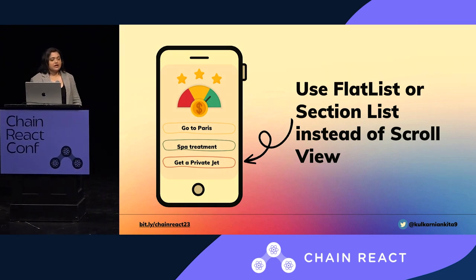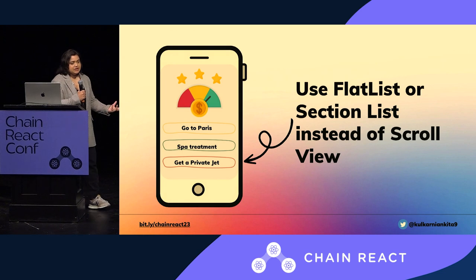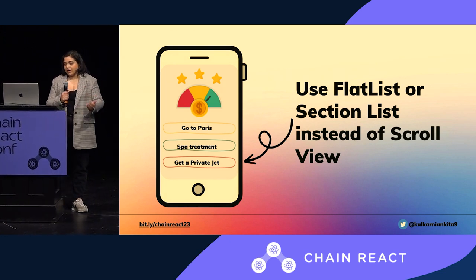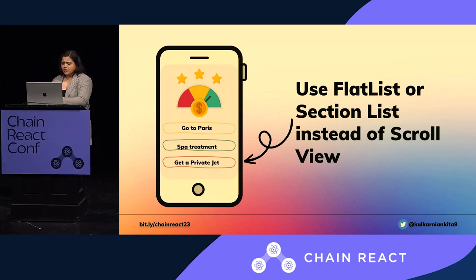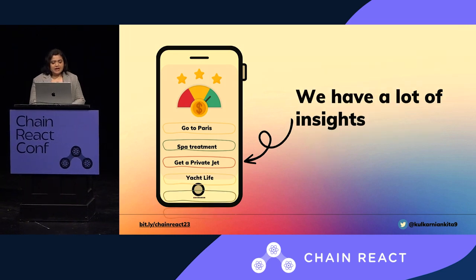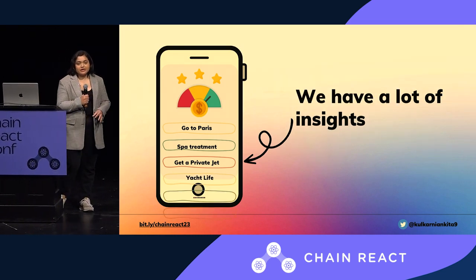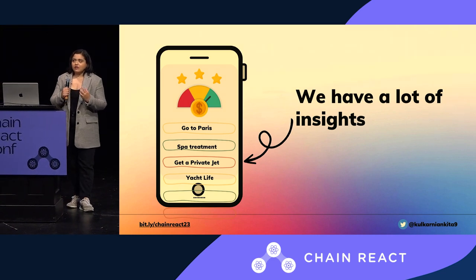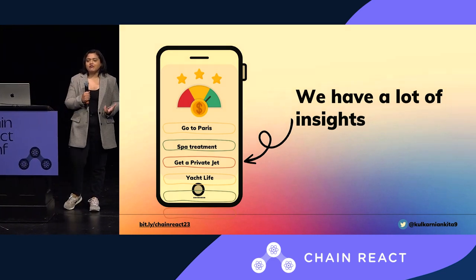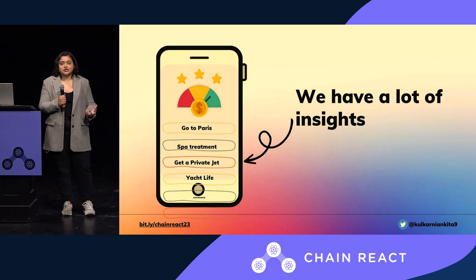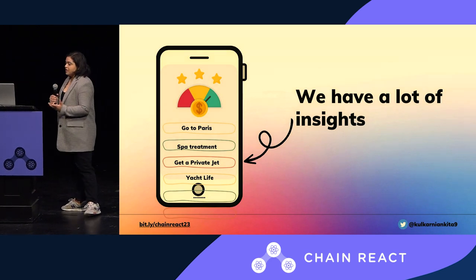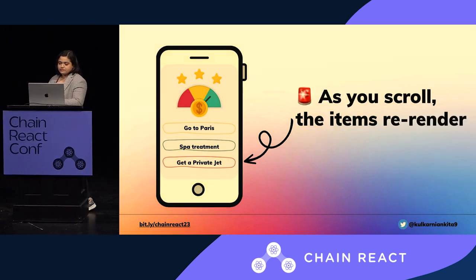You want to use something like FlatList or SectionList instead of ScrollView because it's only going to render the items as seen on the page. More so, they are lazy loaded, right? As you scroll down, more items will get loaded. And since we have a lot of items, you want to keep this in mind. This is a very common use case because we all have a list of items that we want to show. So you want to keep that in mind in general.